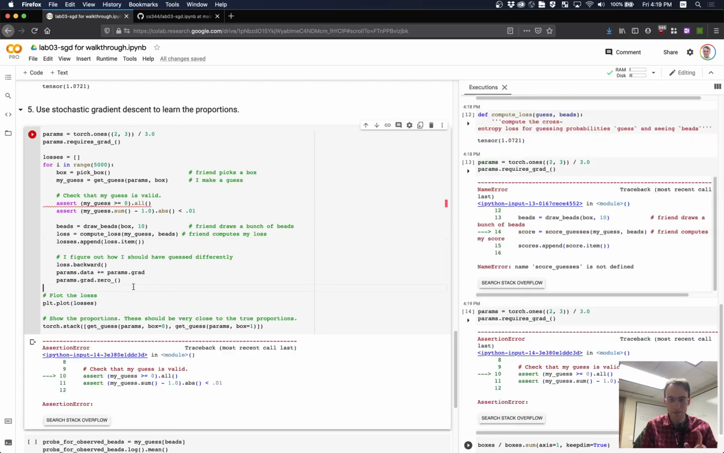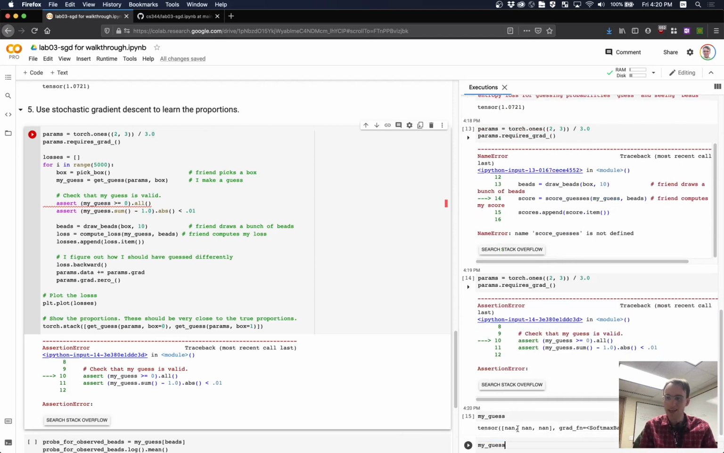Let's run it, check. Assertion error, my guess greater than 0. Wait, how did that happen? Didn't we fix this problem? Let's see. So remember our debugging strategy. We're going to look at what my guess actually looked like. Man. So I happen to know what this problem is. But let's see, what if I didn't know what this problem was?